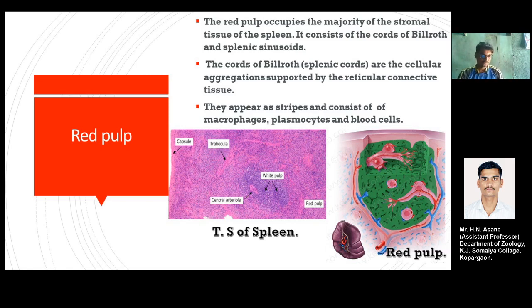As you can see, the red pulp consists of a plexus of venous sinuses, which breaks into the anastomosing cords. They are also called the pulp cords, or the cords of Billroth. The red pulp also consists of a framework of reticular fibers. So the lymphocytes, erythrocytes and macrophages are there. The large number of erythrocytes in the sinusoids gives the red color to this pulp.